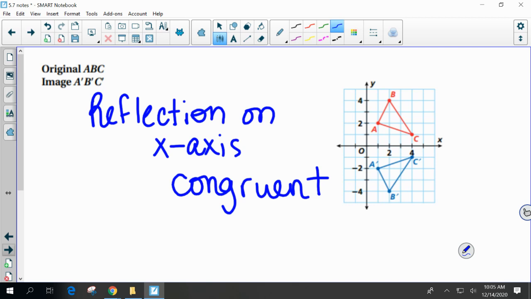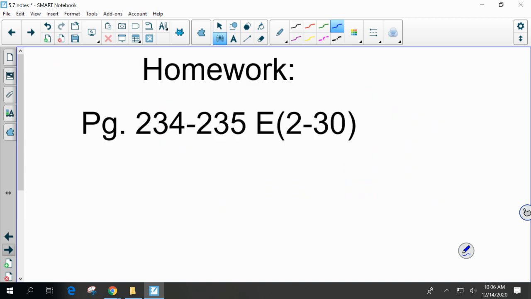Okay, so for your homework assignment, I do have graph paper for you because you do have to graph a lot of these. This is your homework assignment, page 234.